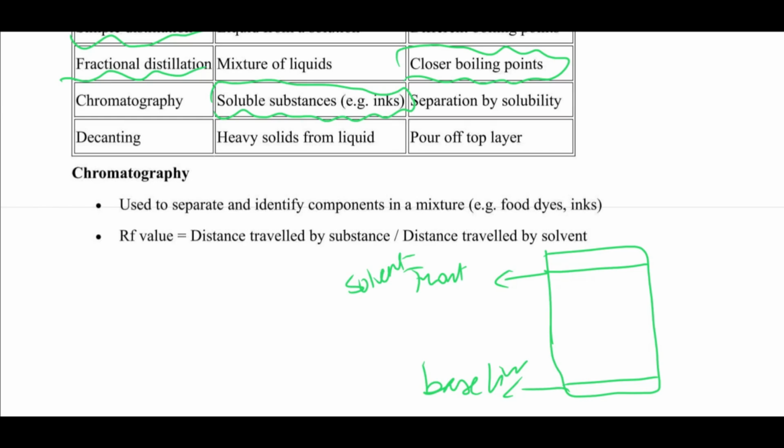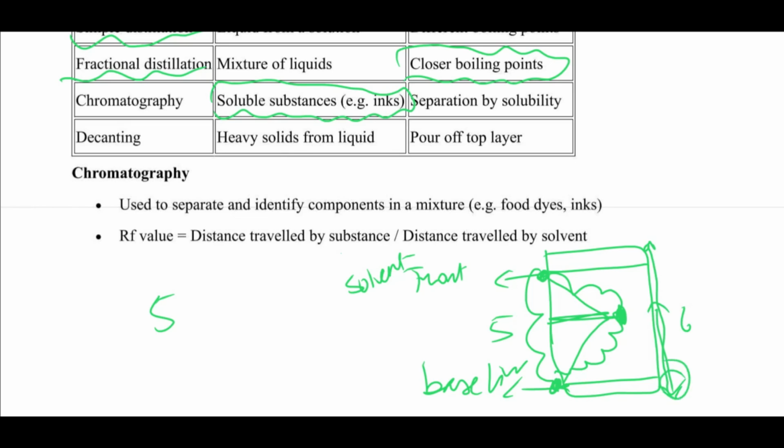Sometimes they will give you other measurements, but you don't have to look for those. Every measurement should be from the baseline to the solvent front. Whenever you are doing the calculations, you have to use the measurements between these two lines. So you have to measure the distance traveled by a substance from here to here. For example, if the substance is here and the distance is 5, you write 5. If they give you a distance of 6 from somewhere else, you cannot use that one. You just have to measure from here to here.